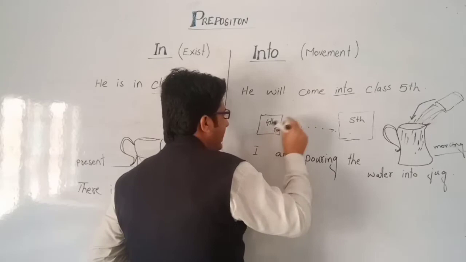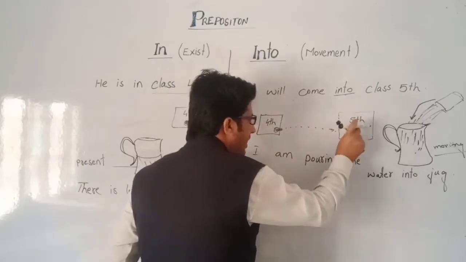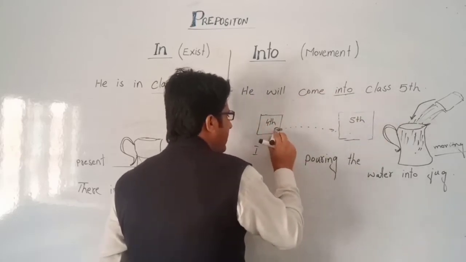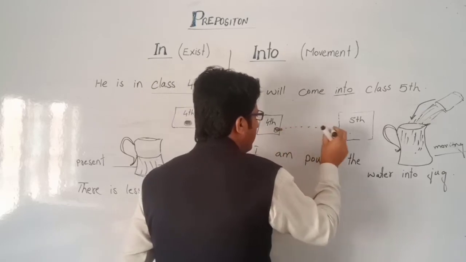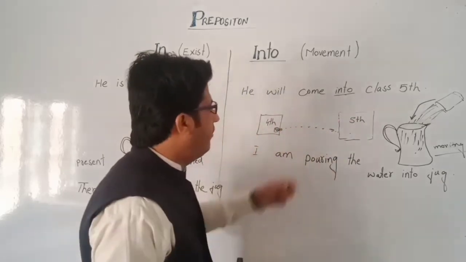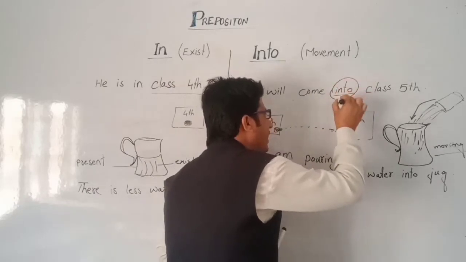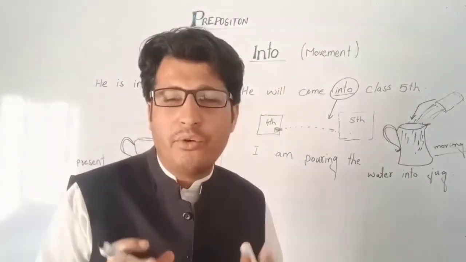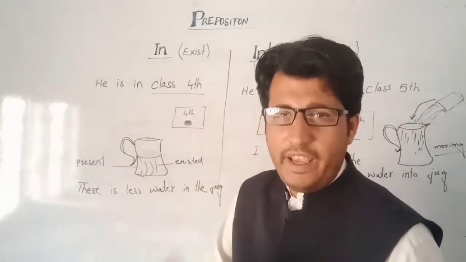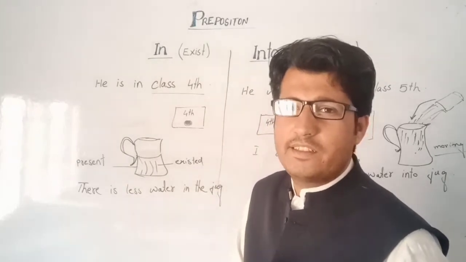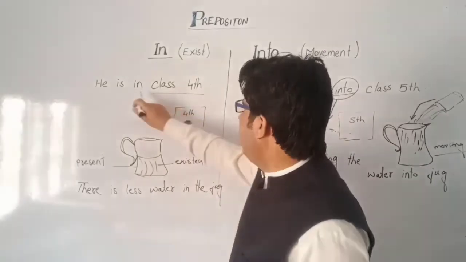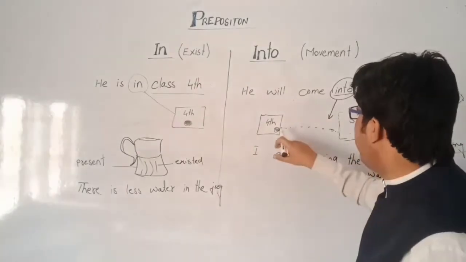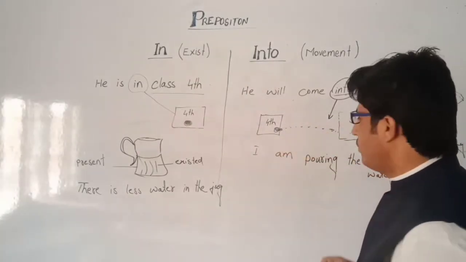He will pass the exam and will be in class 5th. So he will come into class 5th. He is moving from class 4th to class 5th. For movement we use into, while for already existing and present we use in. Over here he is in class 4th, while here he is moving from class 4th to class 5th.